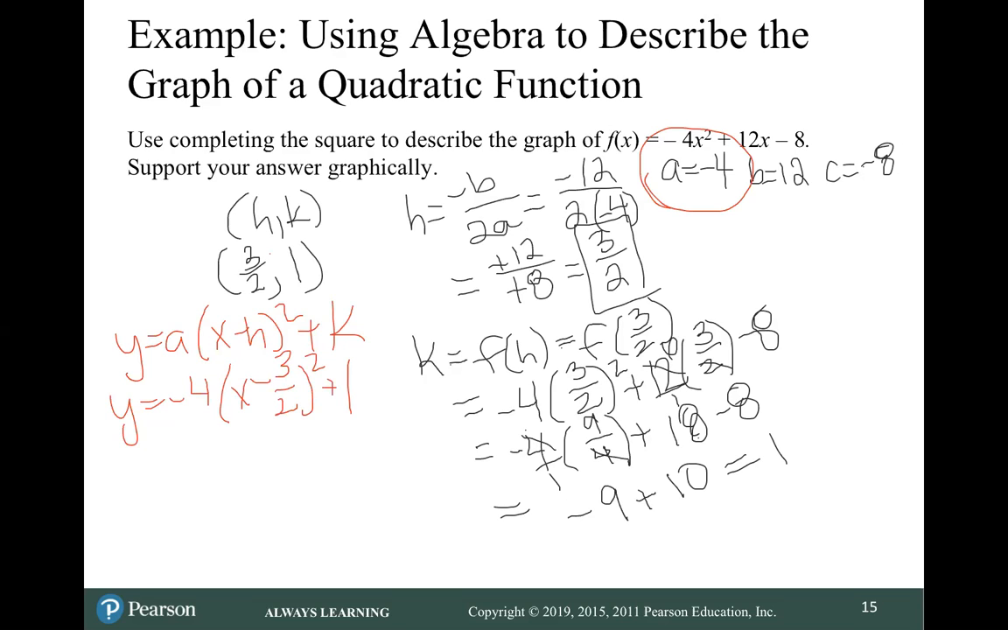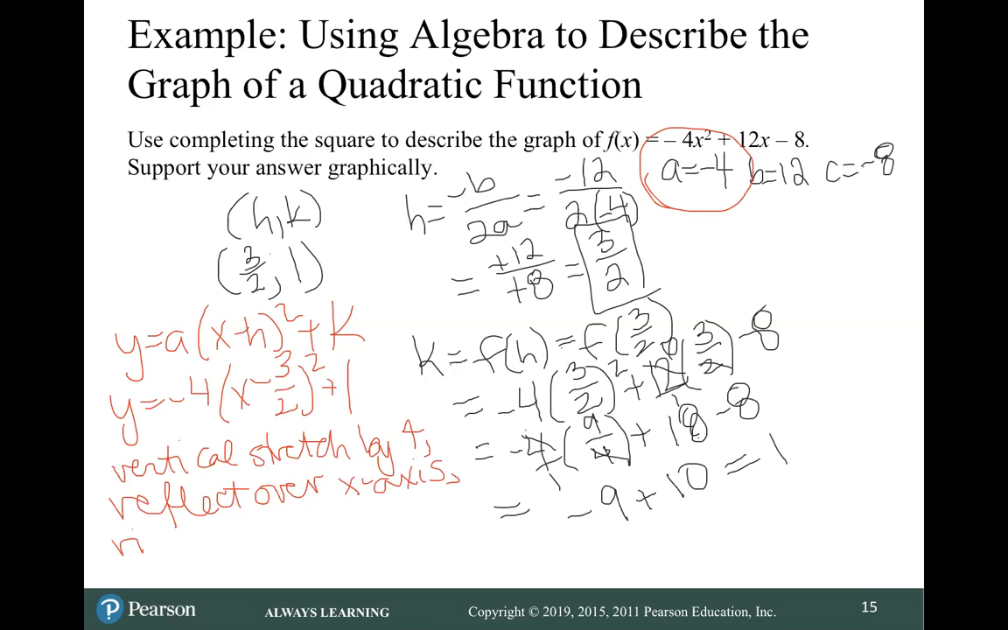My goal is to describe this. So to describe this, I would say vertical stretch by 4, reflect over, if I'm reflecting vertically, that's over the x axis, right, shift right by 3 halves, upward shift by 1. That's my description.